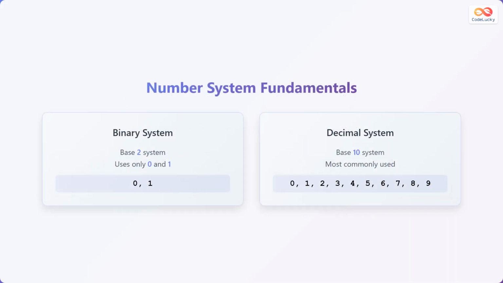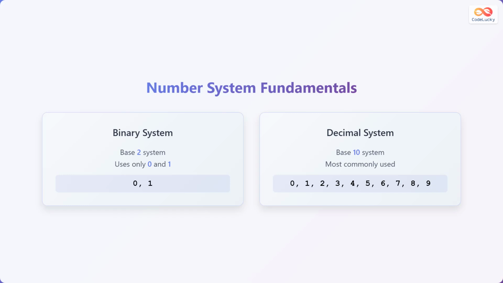Let's delve into the fundamentals of number systems, starting with the binary system. The binary system is a base 2 system, which means it only uses 2 digits, 0 and 1. This system is the backbone of digital computers, representing all data and instructions.